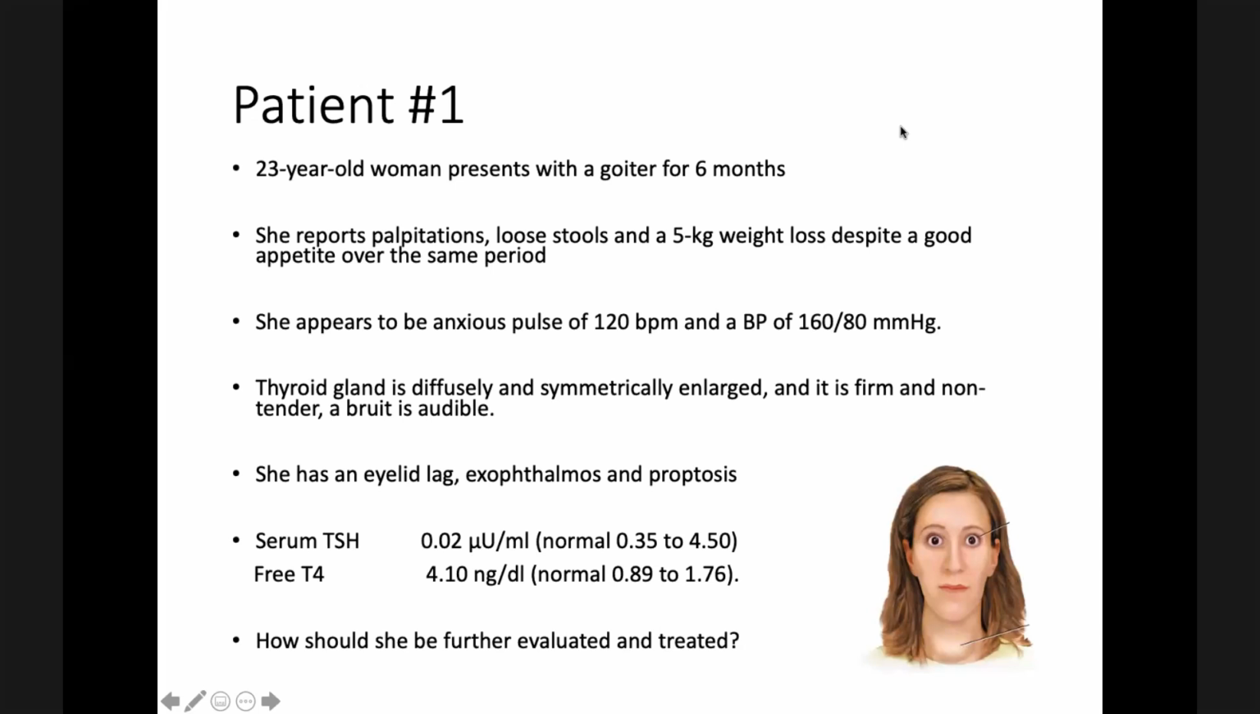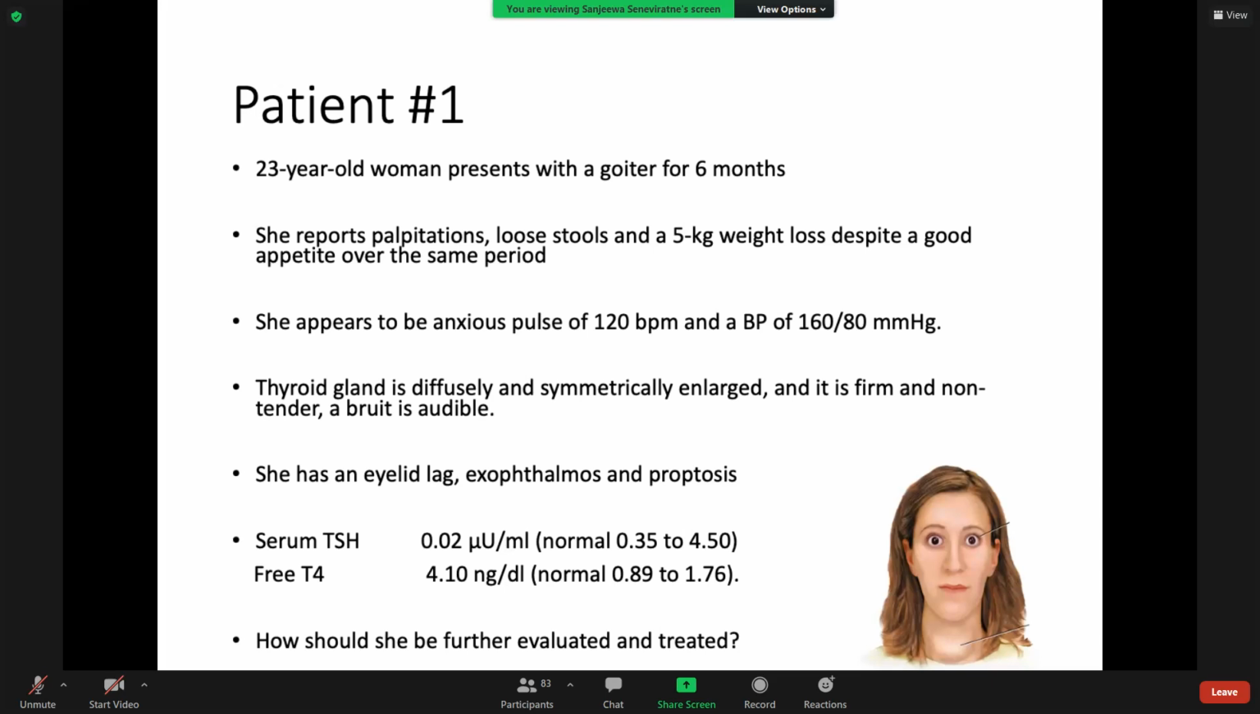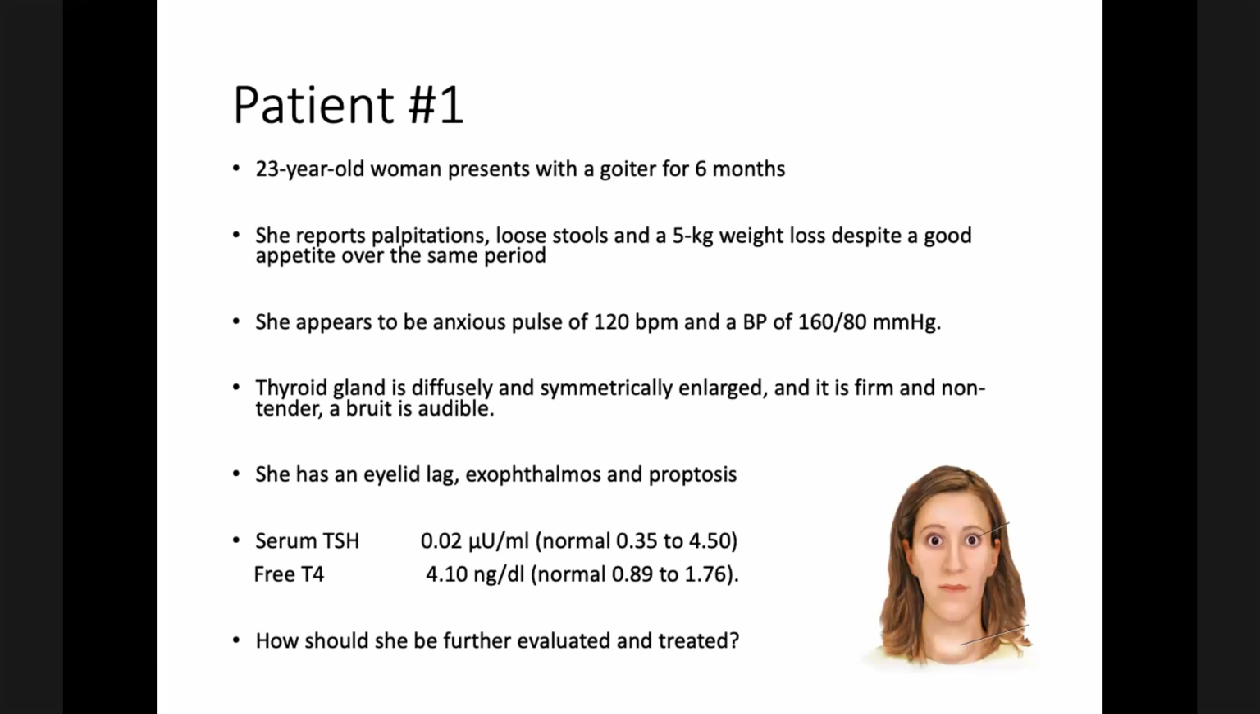essentially, the conditions that we are going to cover will be broadly 4 conditions or 4 situations. So we will try to correlate these clinical scenarios to the theory that we are going to discuss a little later. Think of this situation: a young female, 23-year-old, presents with a goiter of 6 months. She has palpitations, loose stools, significant weight loss despite good or increased appetite. On examination, anxious, tachycardic, and hypertensive. Thyroid gland is symmetrically enlarged. It's firm and non-tender. There is a bruit as well. There is lid-lag, exophthalmos, and proptosis.